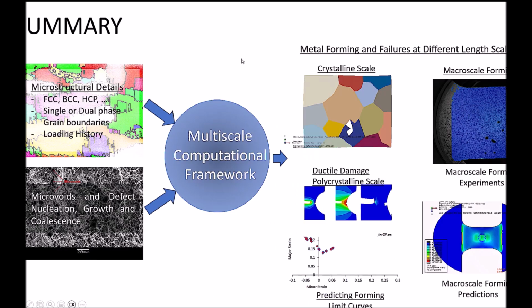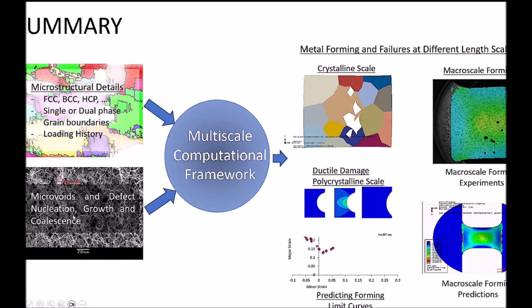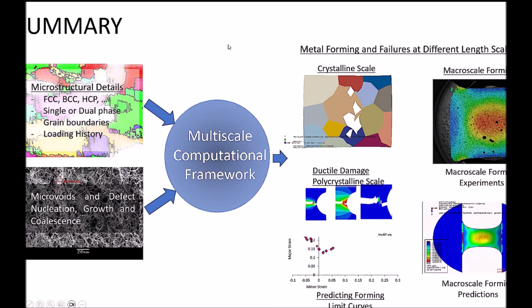In general, we have a multi-scale computation framework, which can account for different types of crystal types, microstructural effects, and also defects. We are able to predict at different length scales how the material is going to behave, whether it's a single phase material or a dual phase material. Yeah, so again, you can find some data here.